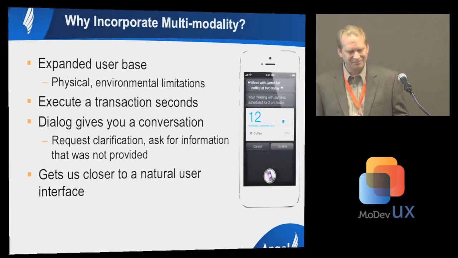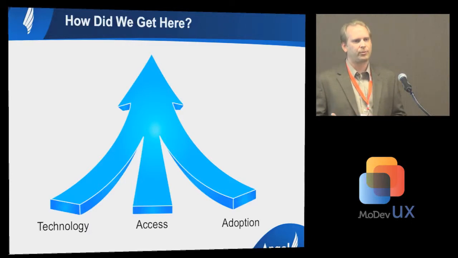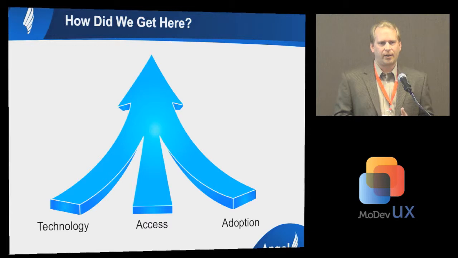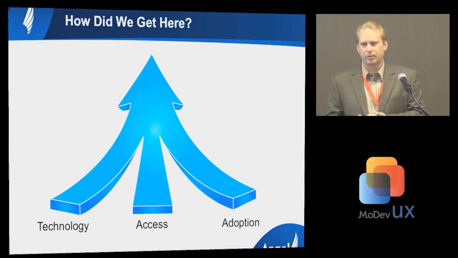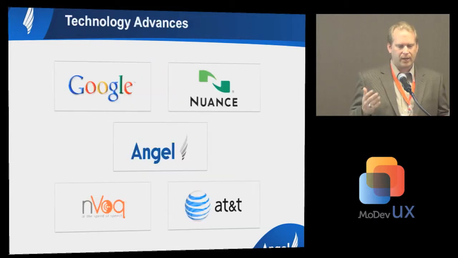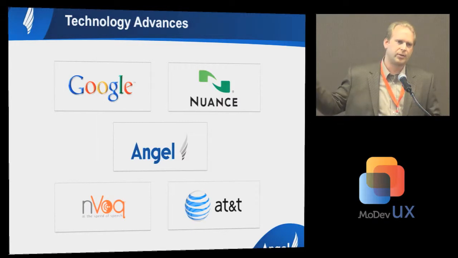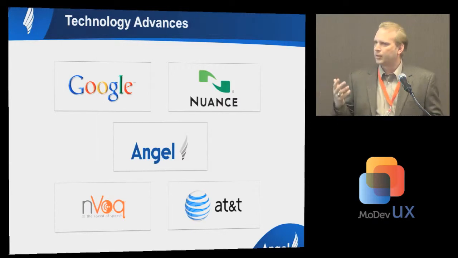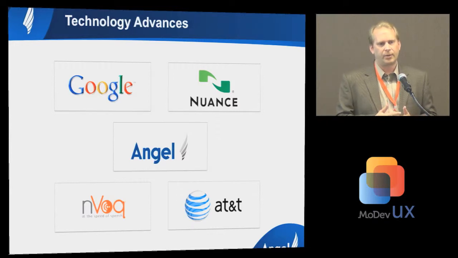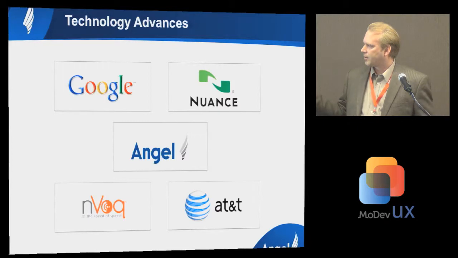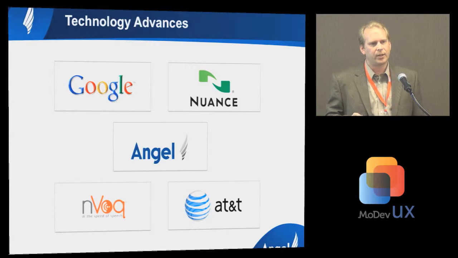So we wonder, how do we get to this point? And there are really three factors that are coming together. You've got the technology, the access to that technology, and then the adoption of the whole thing. And the technology advances are coming from a lot of these companies up here. Yes, mine's in the middle, but Google and Nuance on the speech recognition side, your ASR engines. You've got AT&T for a lot of the natural language, the intelligence behind these.